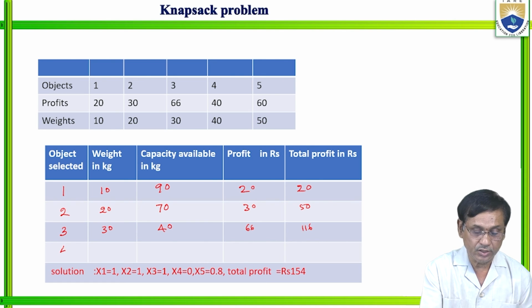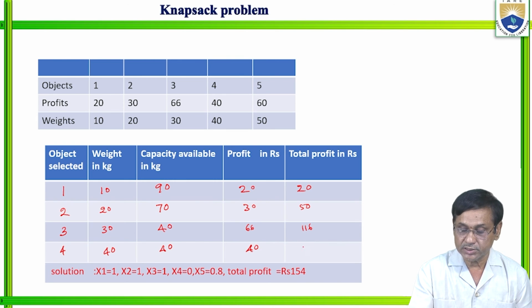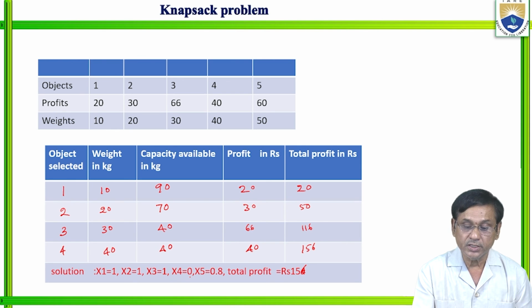Then coming to the fourth job. Fourth job is 40, but here 40 is there, so that 40 can be utilized, and the profit is 40, so that it is 156. So we are getting 156 here. Then x1 is 1, x2 is 1, x3 is 1, x4 is also 1. So 10, 20, 30, 40 and 40 is 0.